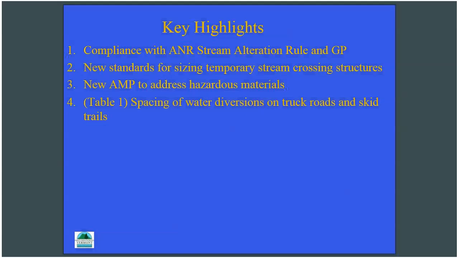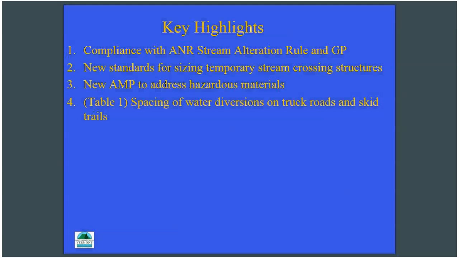Table 1, which provides spacing requirements for water control diversions, was reformatted to provide better clarification of water diversions required on truck roads and skid trails during logging versus after logging. More water diversions are required in this table after logging than during logging, because after logging is completed, the trails are closed out and probably will not be used for another 15 to 20 years. The spacing requirements were not changed.